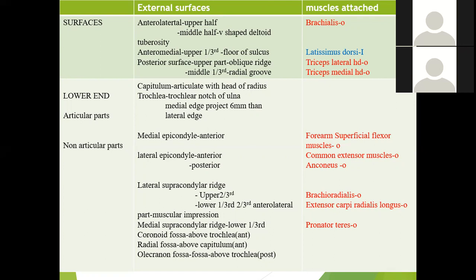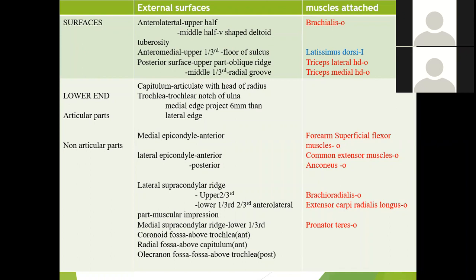Next one is the olecranon fossa. The olecranon fossa is present posteriorly, above the trochlea. So anteriorly there are two fossae, one is the coronoid fossa and the other is the radial fossa. Posteriorly there is one fossa called the olecranon fossa. So these are the non-articular parts: epicondyle, supracondylar ridge, and the fossa.